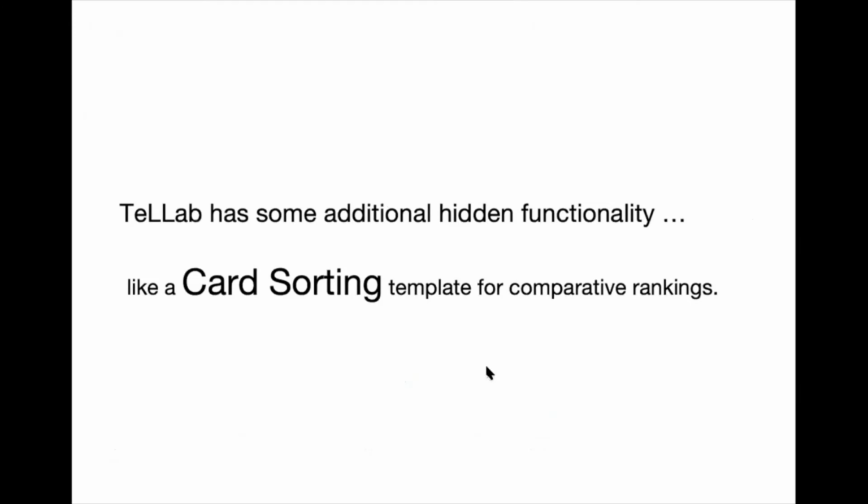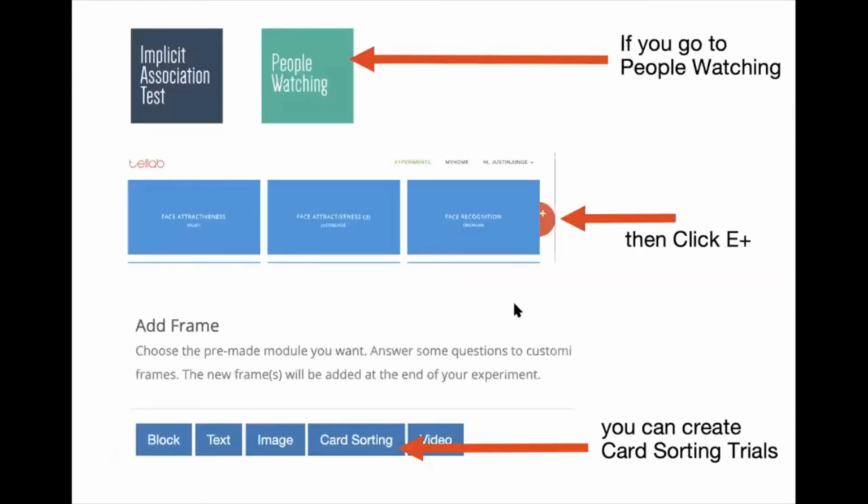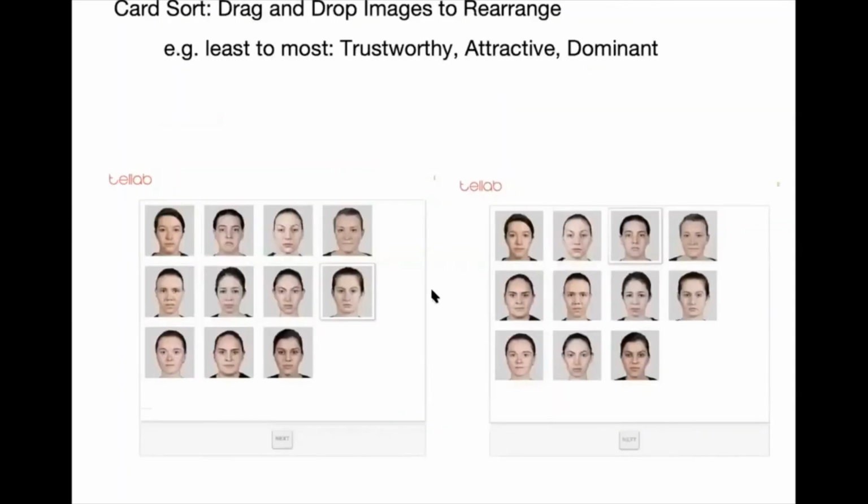There's also some hidden functionality. I'd like to say that it's there intentionally, but really some of it's not the best user interface in some ways. So there's a way to create card sorting trials as well. So if you wanted to make a card sorting experiment and you went to people watching, and then you created a new experiment by clicking the E+ sign within people watching, now when you add a frame to that experiment, it's going to present this option that's not there on the other add a frame menu, card sorting. And so if you were to click that, then you could upload a number of images, and you've got a card sorting interface where you can drag and drop these faces.